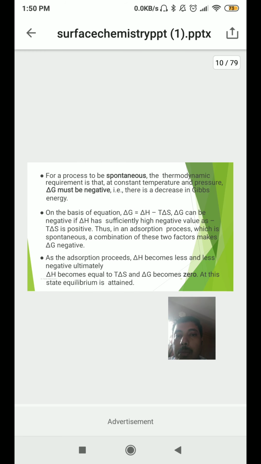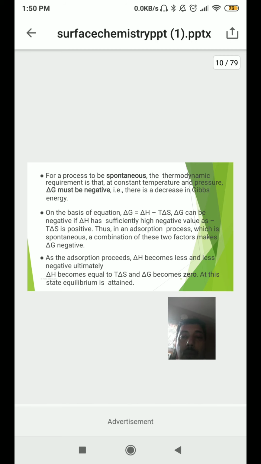So for a process to be spontaneous, the thermodynamic requirement is that at constant temperature and pressure delta G must be negative. Okay, as we all know, for a spontaneous process delta G should always be negative, and there is a decrease in the Gibbs energy also. So on the basis of the equation, as we all know the Gibbs energy equation, the relation between enthalpy, entropy, temperature and the Gibbs free energy, that is delta G is equal to delta H minus T delta S, where delta G can be negative if delta H has a sufficiently high negative value, as minus T delta S is always positive. Okay, so thus in an adsorption process the adsorption has to be spontaneous.